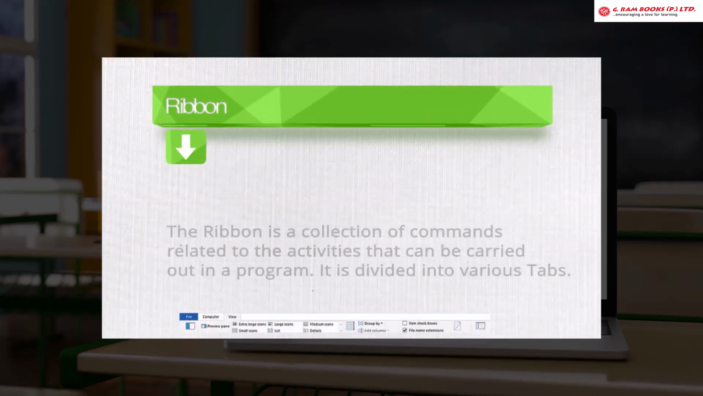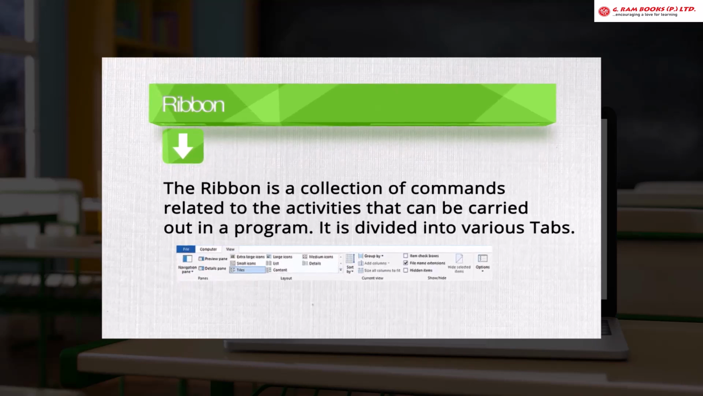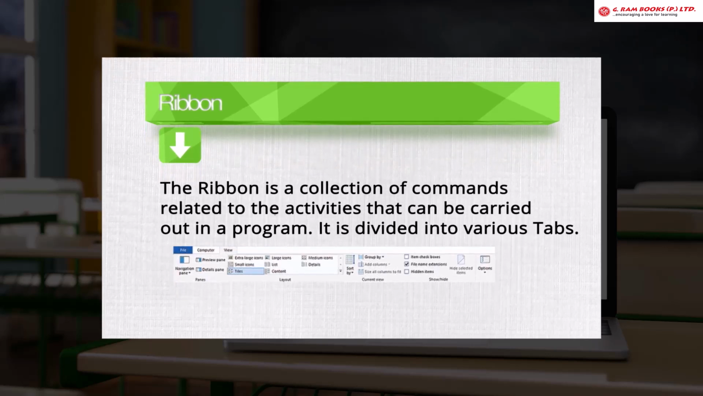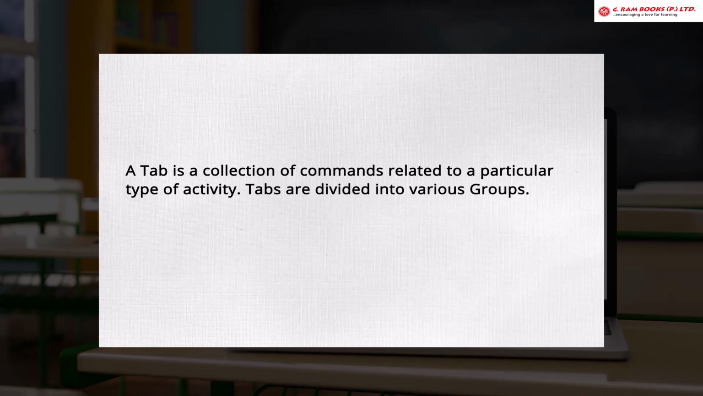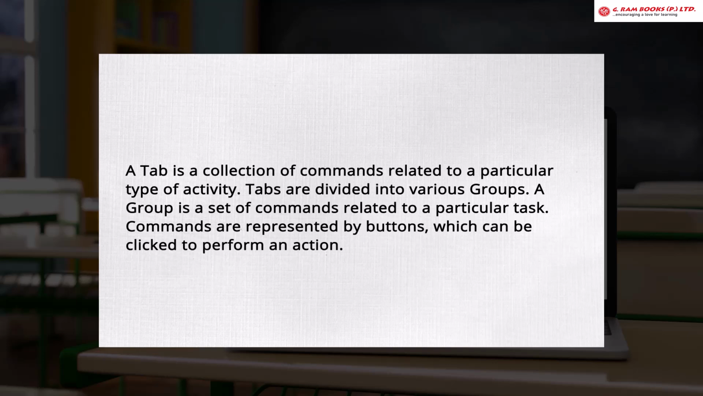Ribbon. The ribbon is a collection of commands related to the activities that can be carried out in a program. It is divided into various tabs. A tab is a collection of commands related to a particular type of activity. Tabs are divided into various groups. A group is a set of commands related to a particular task. Commands are represented by buttons which can be clicked to perform an action.